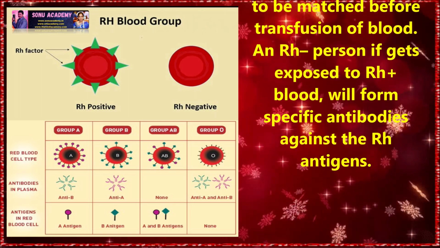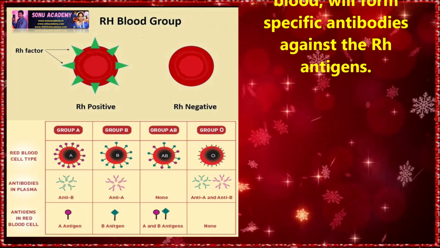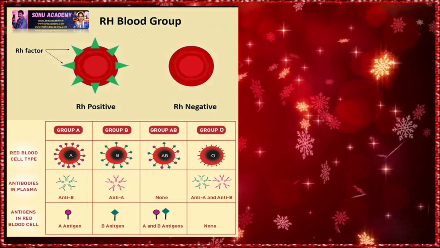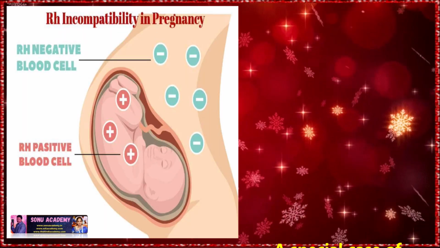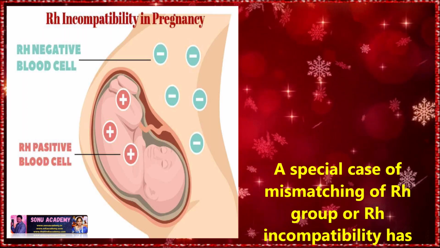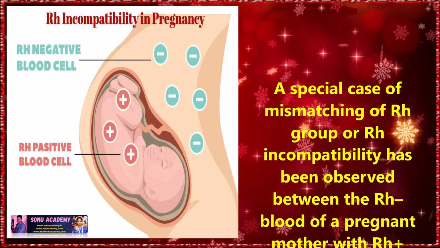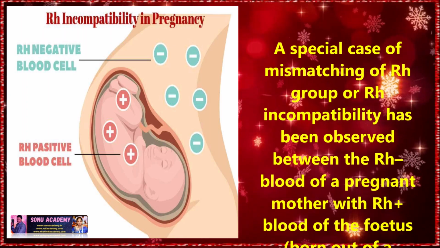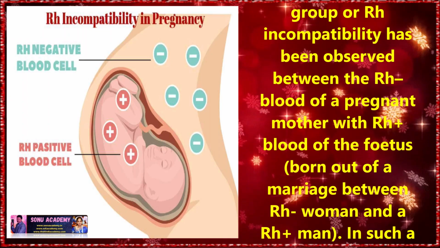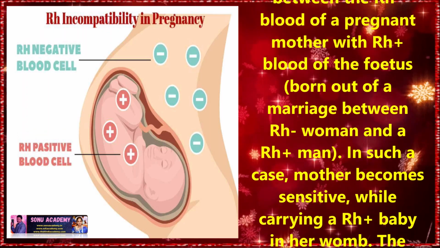An RH negative person, if exposed to RH positive blood, will form specific antibodies against the RH antigens. RH incompatibility during pregnancy. A specific case of mismatching of RH group, or RH incompatibility, has been observed between the RH negative blood group of a pregnant mother and the RH positive blood of a fetus, born out of a marriage between an RH negative woman and an RH positive man.